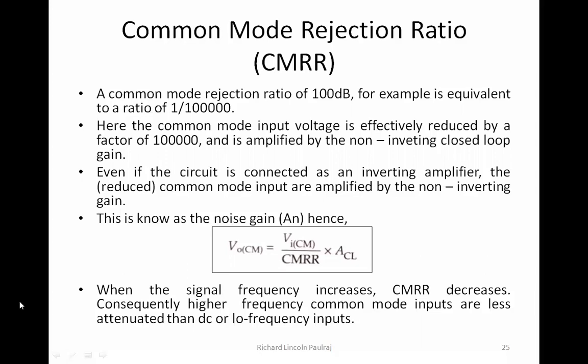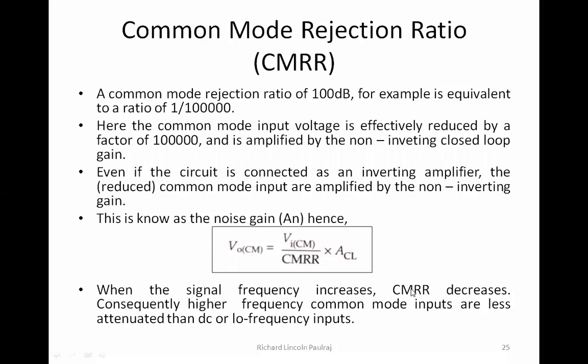When the signal frequency increases, CMRR decreases. So CMRR and frequency are inversely proportional. When the frequency increases, CMRR decreases. So they are inversely proportional.